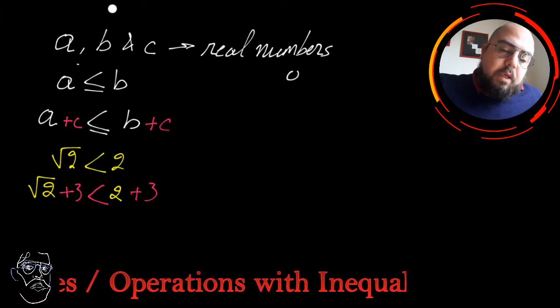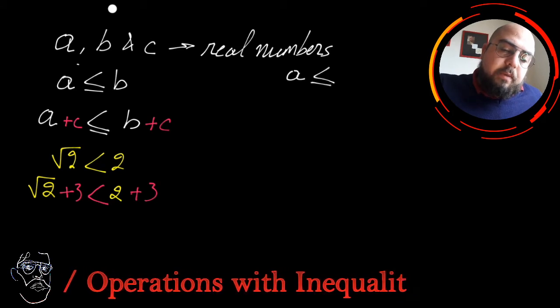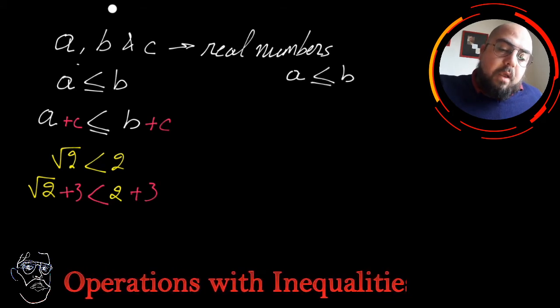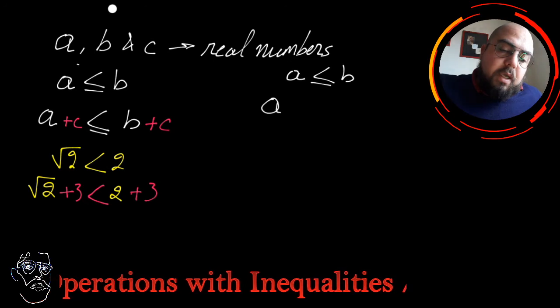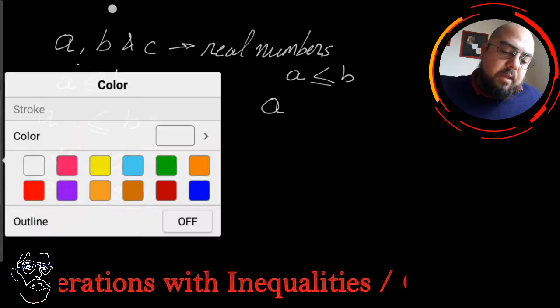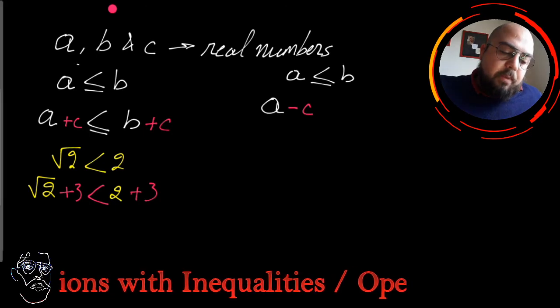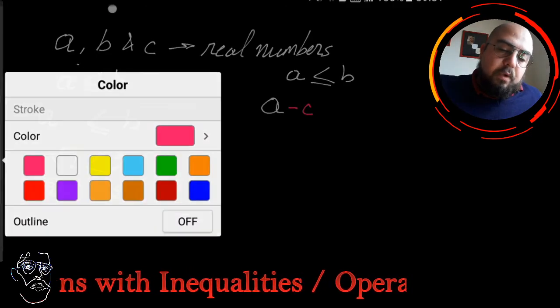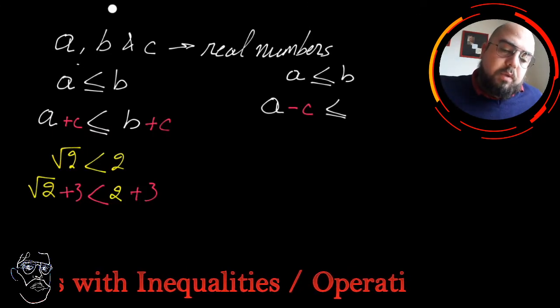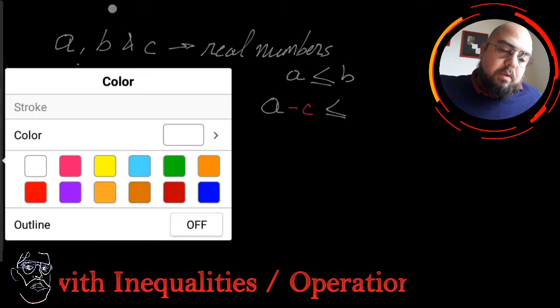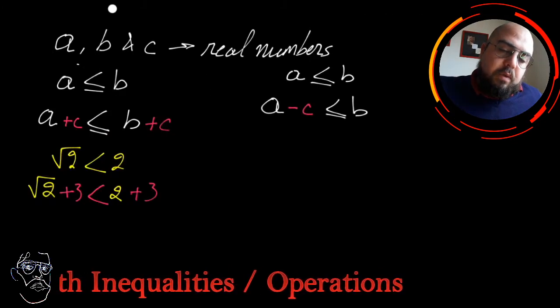In a similar way, we can do the subtraction. We have A smaller than B. I can say A minus C will still remain smaller than B minus C.